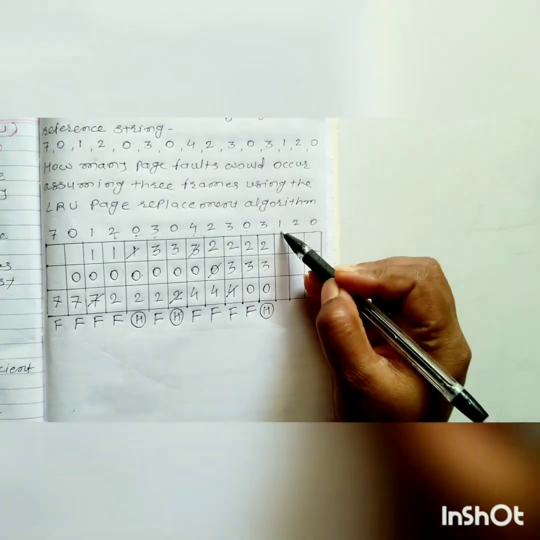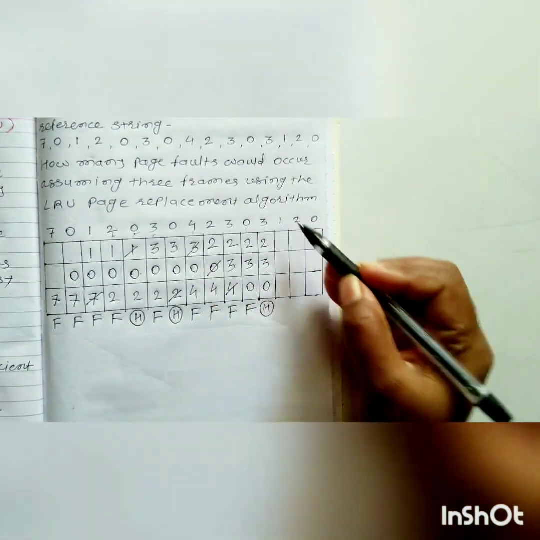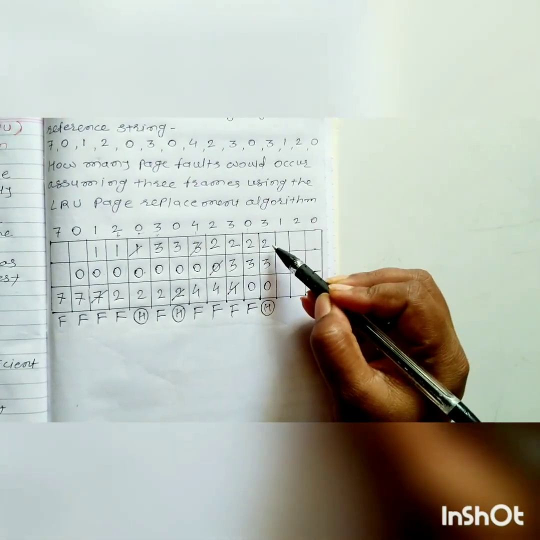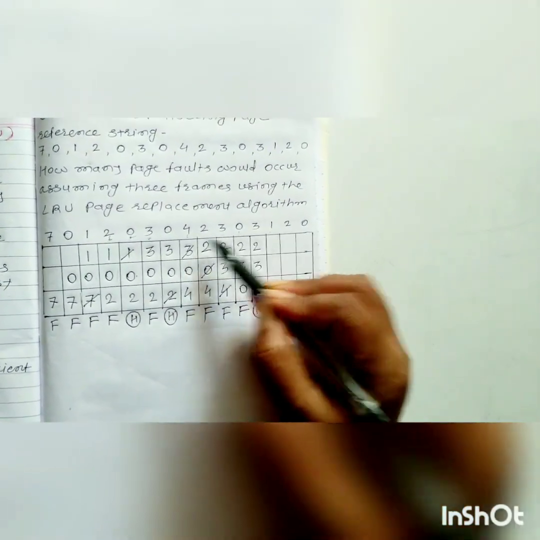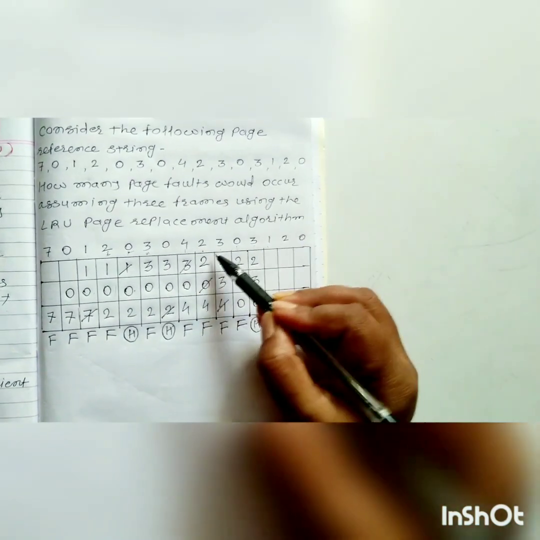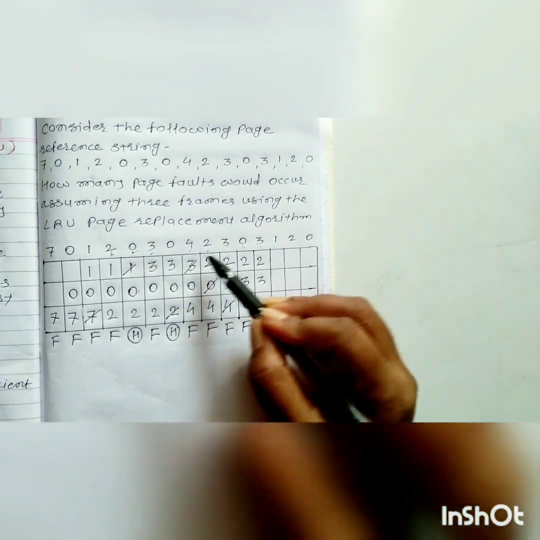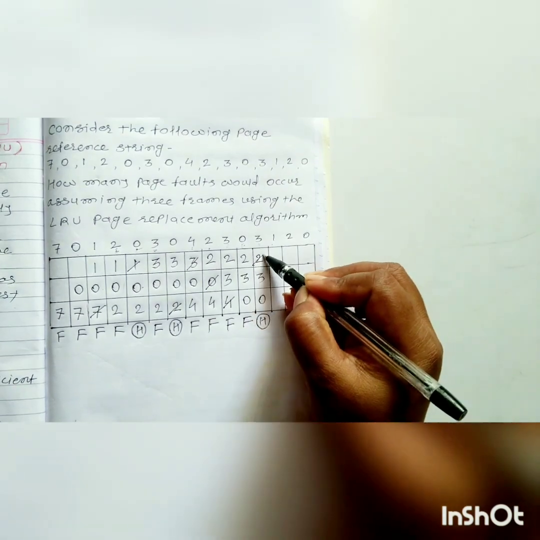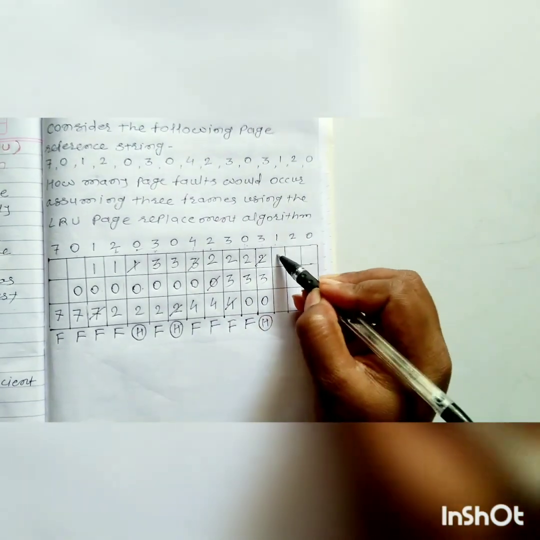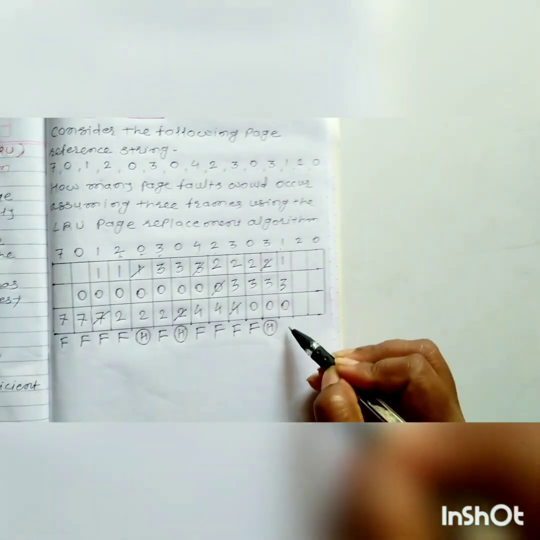Now the next page you want to insert is 1. So to insert this 1, what I will do? I will check the left hand side of this, and from that I will check these pages 2, 3, 0. If you see the left hand side of this 1, 2 is here, 3 is here also, and 0. Okay, out of this 2 is the least recently used. So simply I will replace this 2 by 1, and the remaining pages are as it is. So this is what? Page fault.